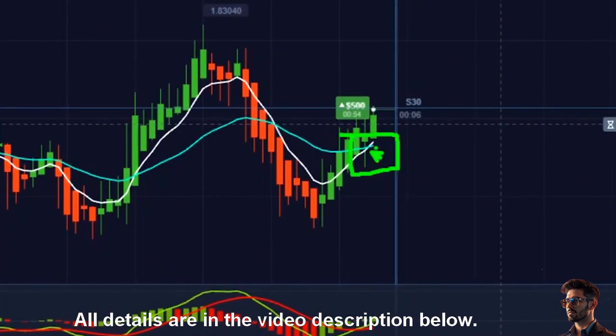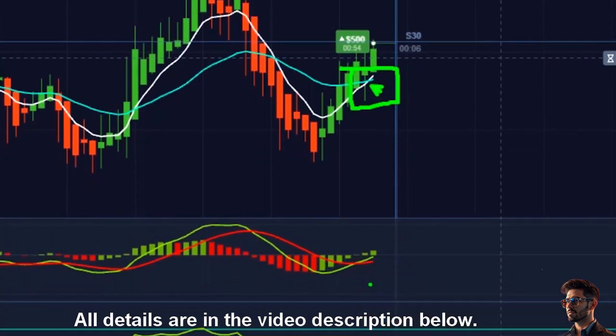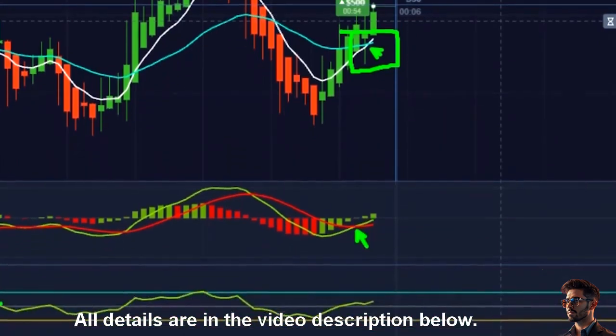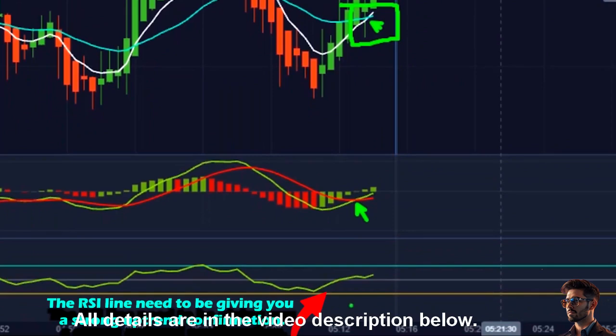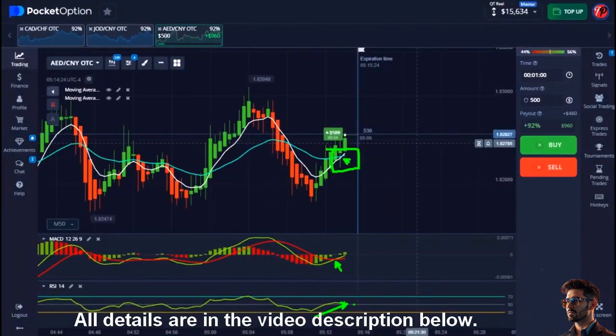The same is applicable with our MACD this time around. We need to have both lines of our MACD below the signal bar of the MACD. The both lines also need to intersect in this position. And our RSI also needs to be giving us a confirmation of a strong uptrend before we enter a trade. I think we're in the money on that, so let's check it out.